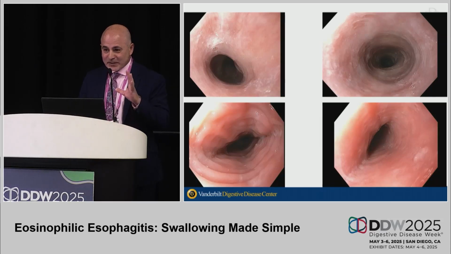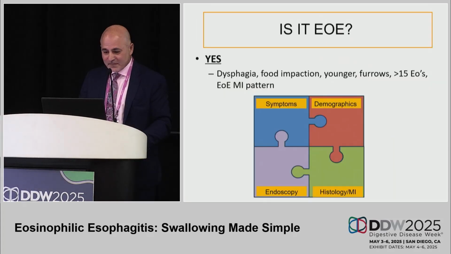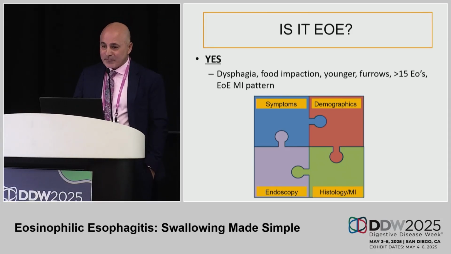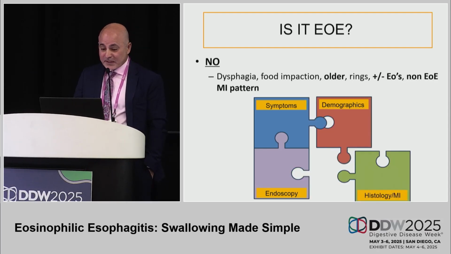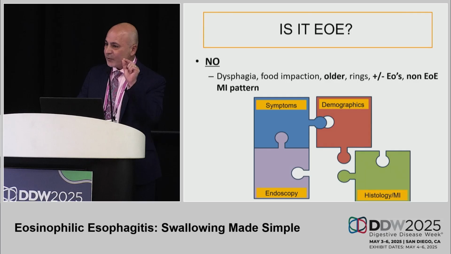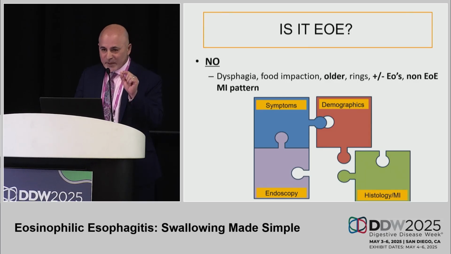So I'll just leave you with 3 or 4 more slides, and it's really simple, at least what I use clinically in the adult population. Is it EOE? Yes, if symptoms fit, if demographics fit, if your endoscopy fits, if your histology fits, and if you want to do mucosal integrity, if it fits, then it fits. But it's not if 1 or 2 of those don't fit. We're so used to using a technique for a diagnosis, more than 15, less than 15. We have to be careful.